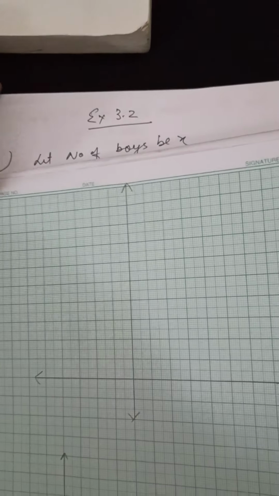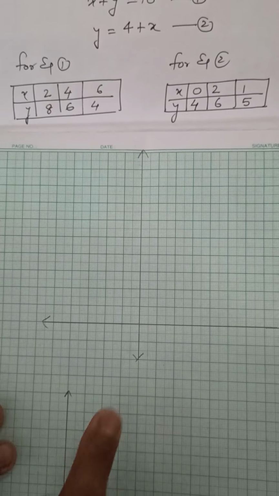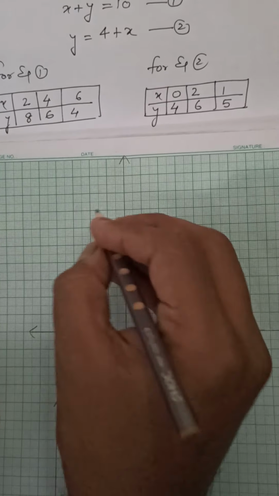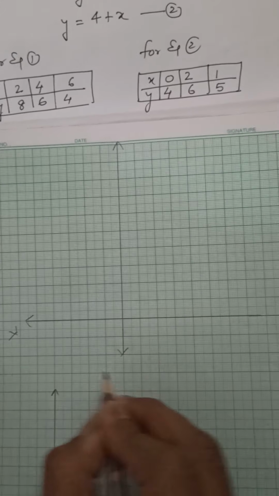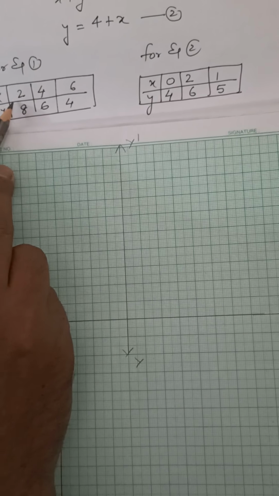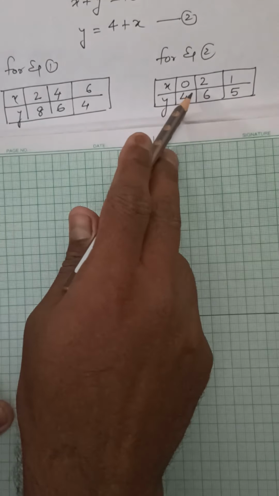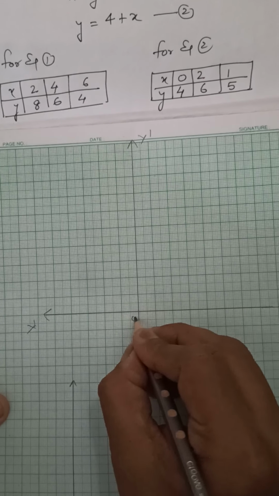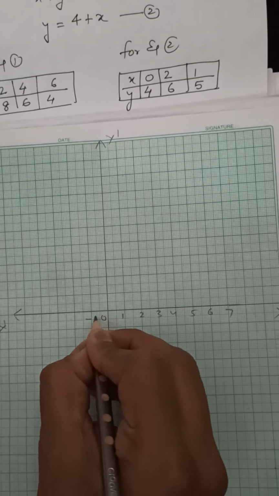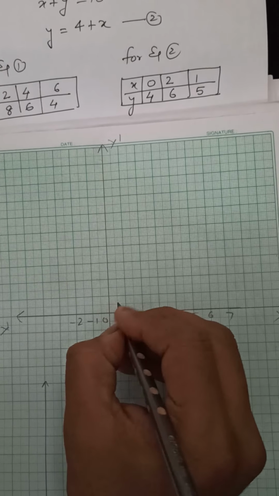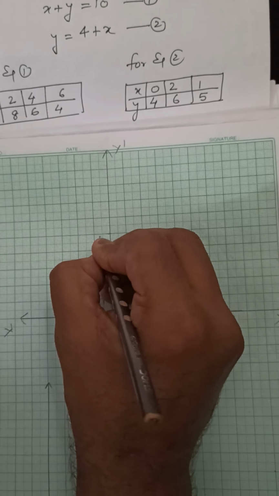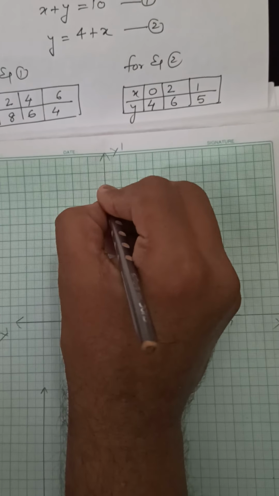Now see, these two tables we are going to plot on this graph. Here, this is our x and x dash axis. This is our y and y dash axis. In x axis we need 2, 4, 6, 0, 2, 1. So maximum 6 points. So this is 0, 1, 2, 3, 4, 5, 6, 7. On this side we have minus 1, minus 2. On the y axis 1, 2, 3, 4, 5, 6, 7 and 8.